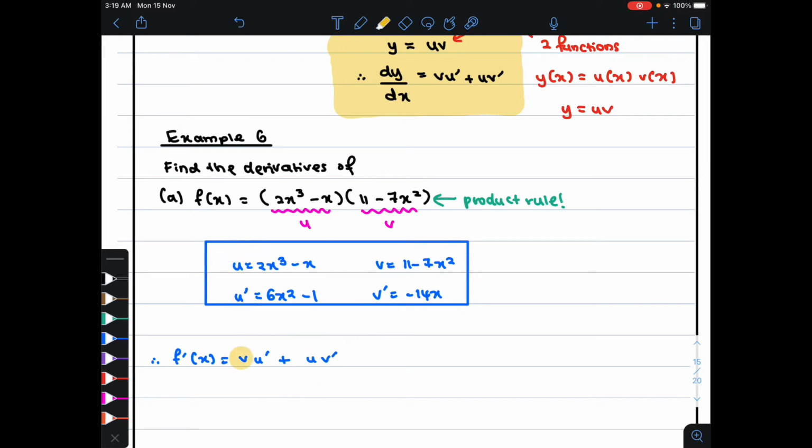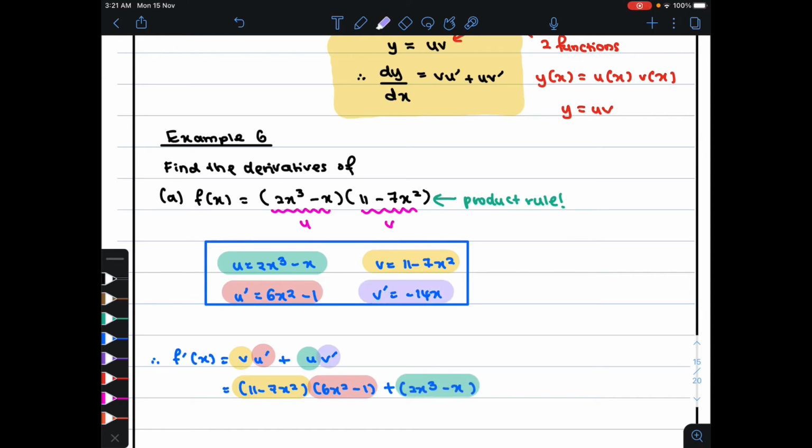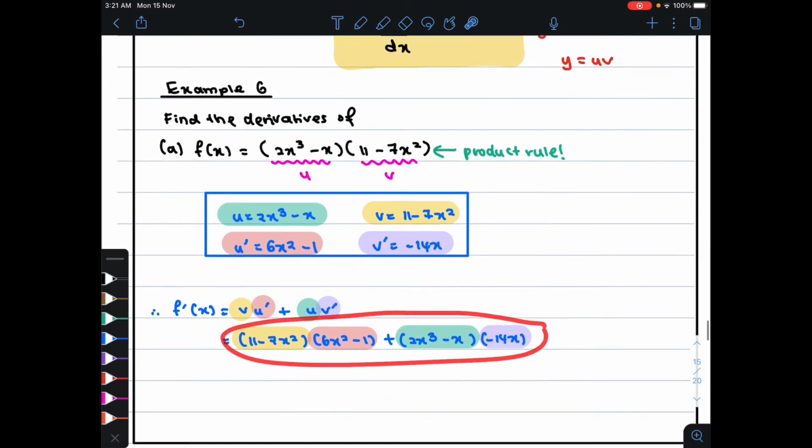Let's substitute everything into the formula on the right hand side. First, we have v, which is 11 minus 7x squared. Next is u prime, which is 6x squared minus 1. Next, we have u, which is 2x cubed minus x. And the last one is v prime, which is minus 14x. So simplify everything here.